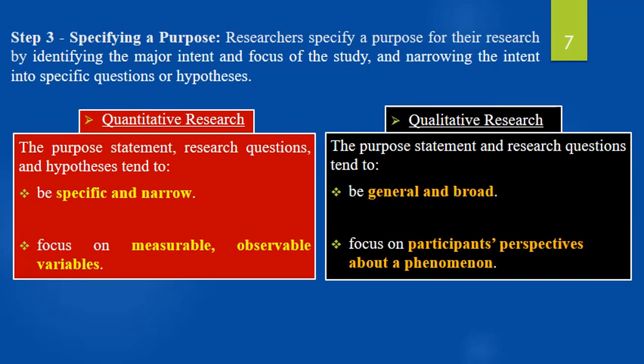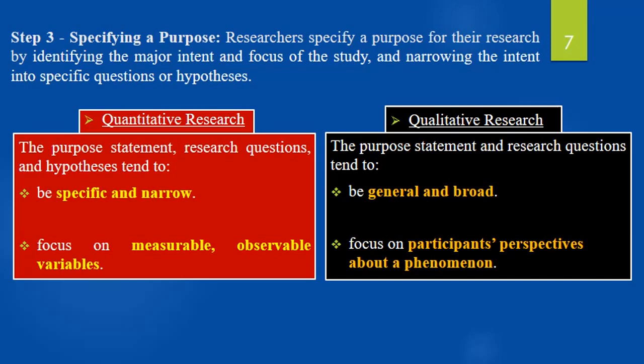In addition to identifying the variables when specifying a study's purpose, researchers also indicate their overall intent, such as to describe trends for or measure relationships among those variables in a quantitative study.